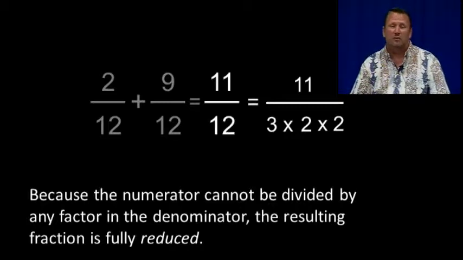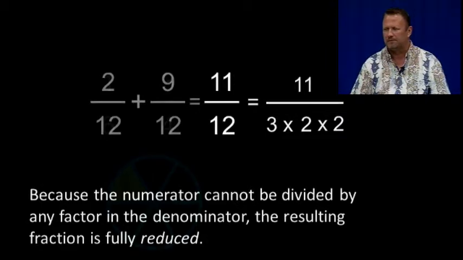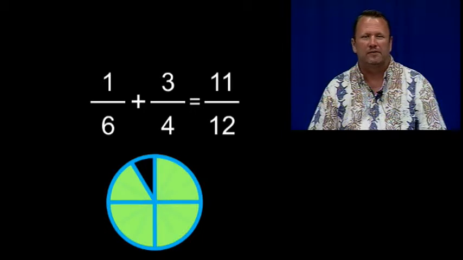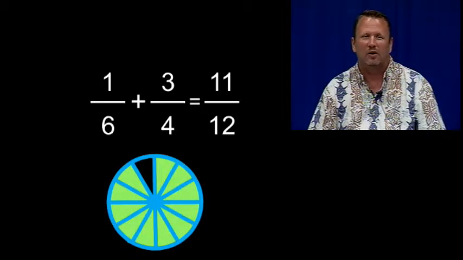Because the numerator is a prime number and cannot be divided by any factor in the denominator, the resulting fraction 11/12 is fully reduced. So 1/6 plus 3/4 is equal to 11/12.